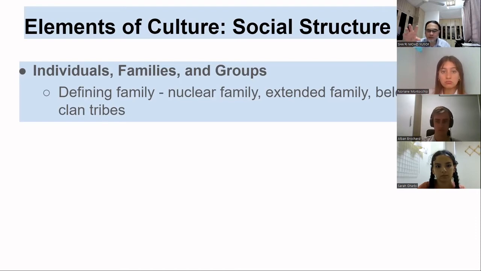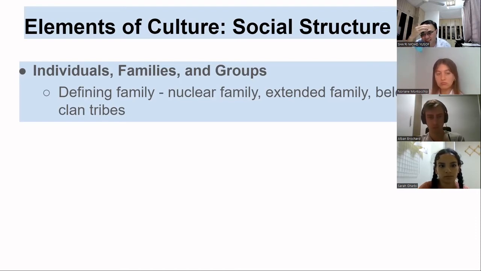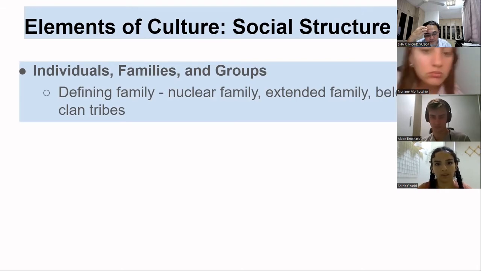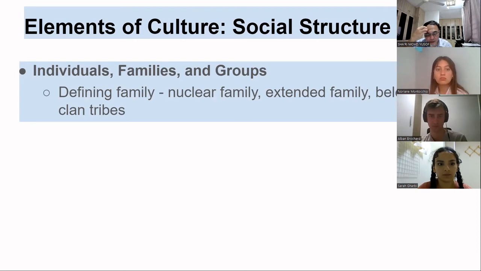Alban, what's nuclear family? I have no idea, actually. Farah? I'm not sure, but I think it's a basic family with a man and a woman and children, one or two. Yes, they live together. So normally, the nuclear family is this: the husband, the wife, and the children live in one house.